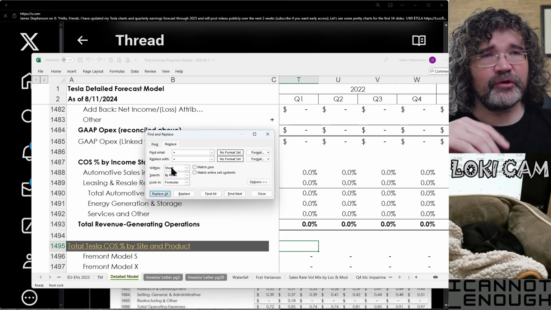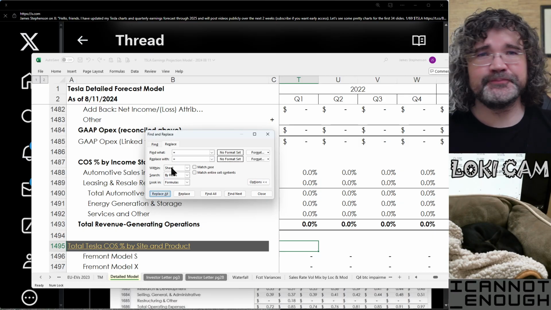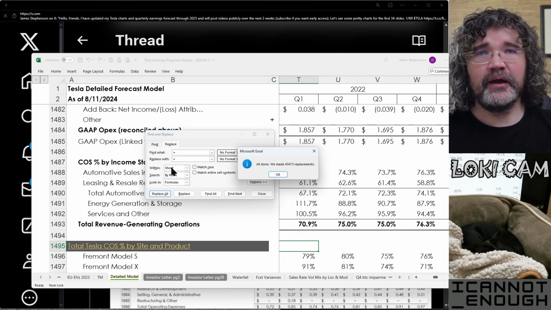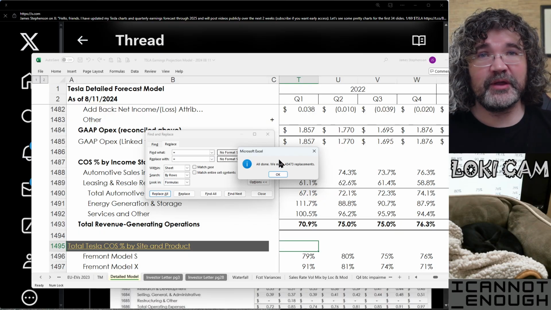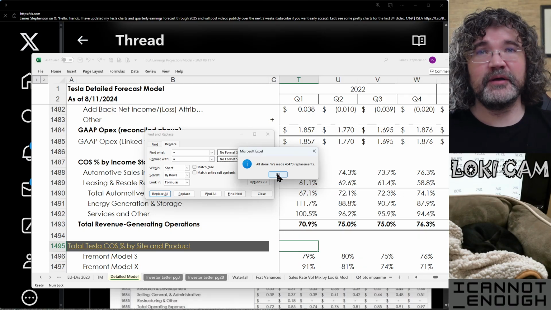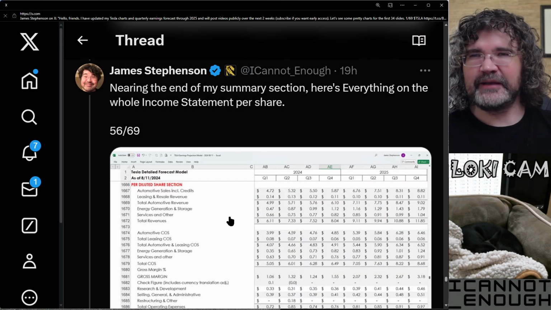All right, things are mathing, updating, doing what they do. Everything needs to recalculate. All right, there we go. All done. We made 43,473 replacements. So that's how many formulas there are on this detailed model tab of my forecast. 43,000. Seems like a lot.